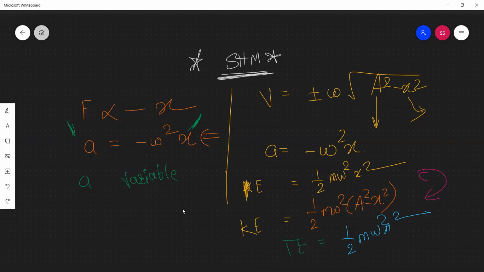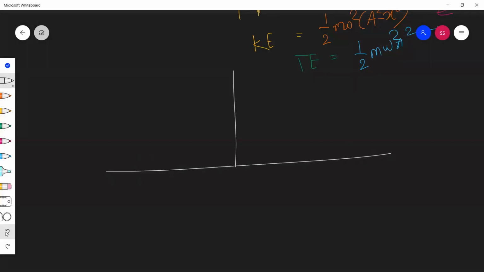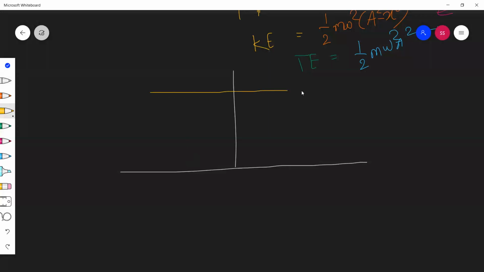After this, we can have one graph related to the kinetic and potential energy of SHM. It will be looking something like this. See, total energy will always be constant.